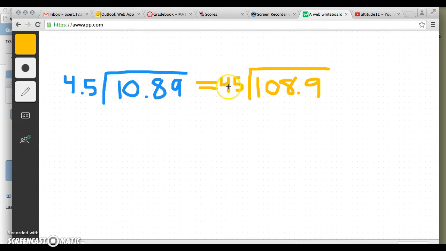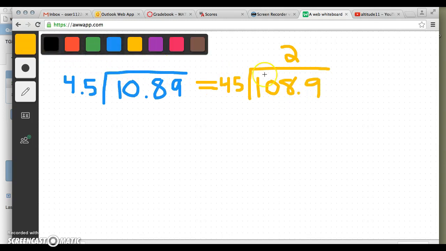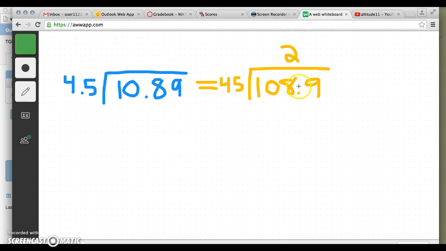So let's go ahead and divide. So can 45 go into just 1? Nope, it's too large. Can 45 go into 10? Nope, 45 is still too large. Can 45 go into 108? Yes, it can. So it can go in 2 times. And remember, when your dividend has a decimal, you want to bring that decimal straight up. So that decimal is going to come straight up here.